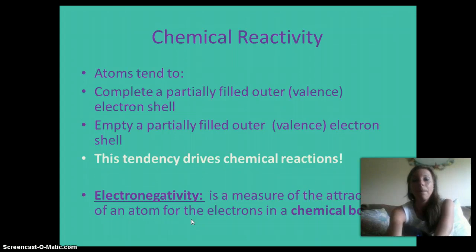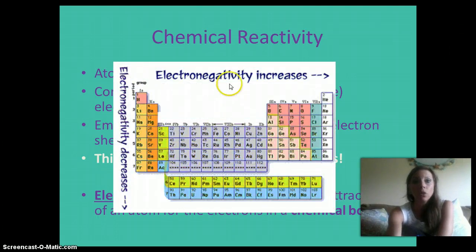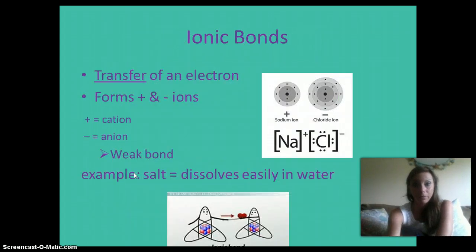Electronegativity is going to be the measure of the attraction of an atom for the electrons in a chemical bond. So as you go across from left to right, the electronegativity increases. And as you go down the periodic table, so down the periods, the electronegativity decreases.